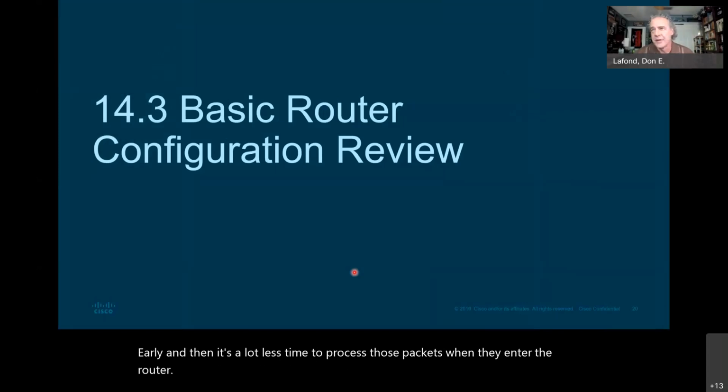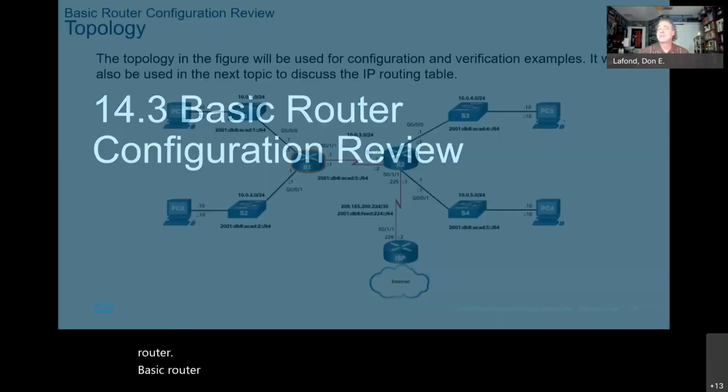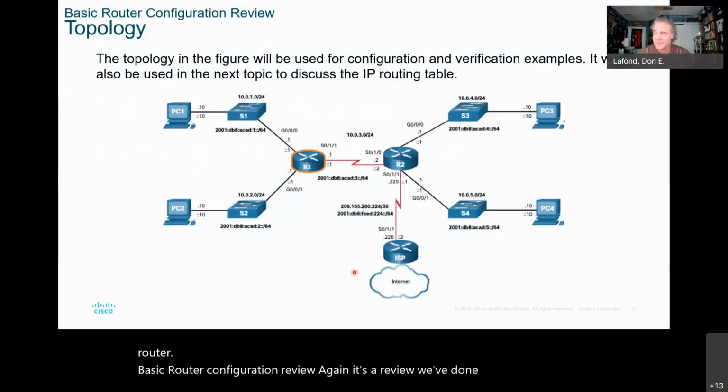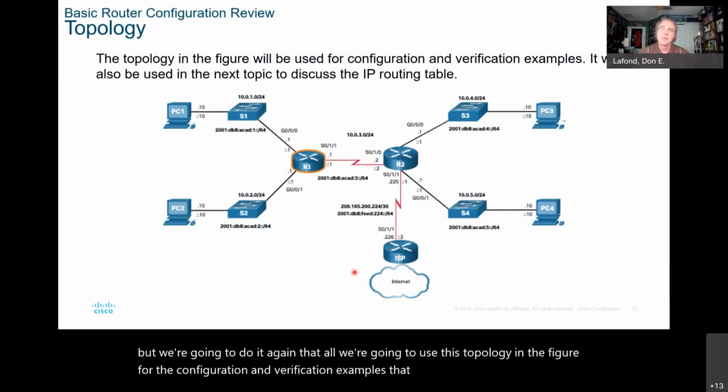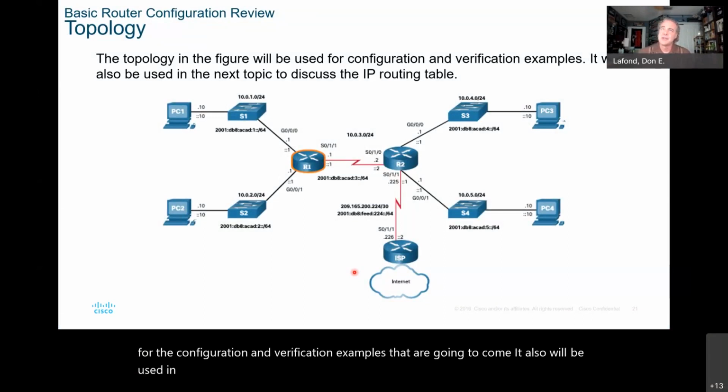Basic router configuration review. Again, it's a review. We've done all of this already, but we're going to do it again. We're going to use this topology in the figure for the configuration and verification examples that are going to come. It also will be used in the next topic to discuss IP routing. I have copied this into a couple of the following slides.